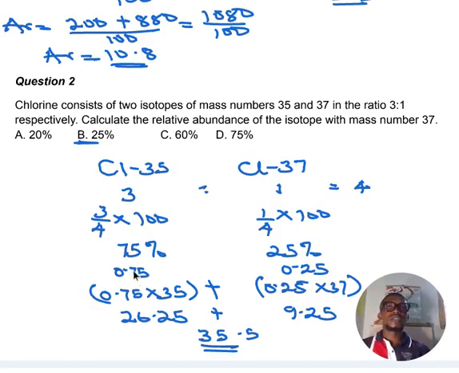So there you have it, students. So that is how we calculate on isotopes and relative abundance.